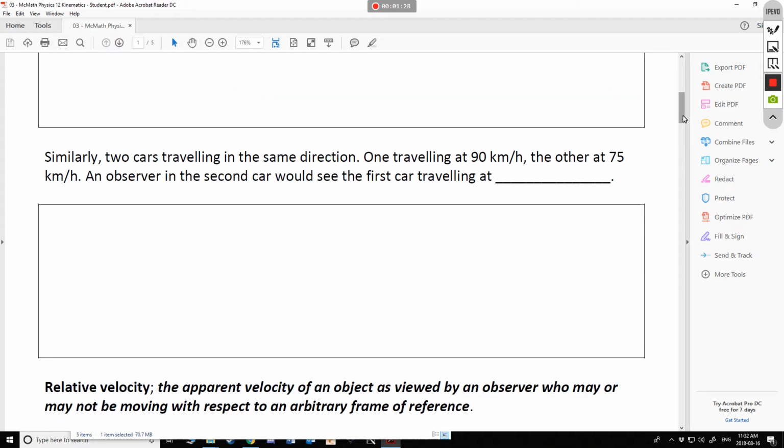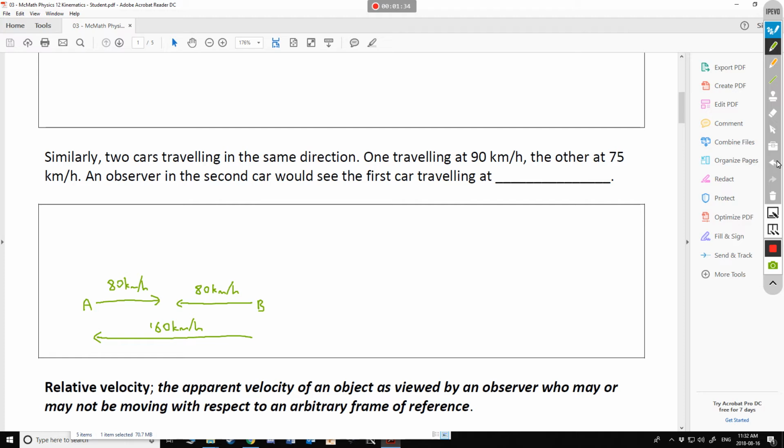And now let's look at, similarly, two cars traveling in the same direction. So if one's traveling at 90 kilometers per hour and the other at 75, an observer in the second car would see the first car traveling at what speed? So in this case, we have two cars. The first car is going at 90 kilometers per hour, and the other is traveling at 75 kilometers per hour.